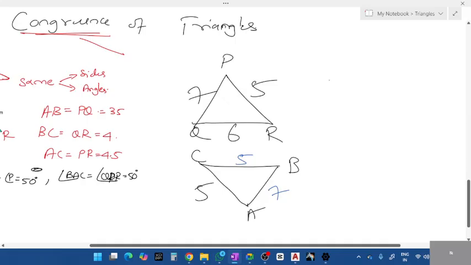Are they congruent? Why no? See, it can be in any direction, students. The object can be in any direction. It is congruent. I mean, not congruent. 5, 5. Let me change this to 6. Yes. Now tell me. Now it is congruent.